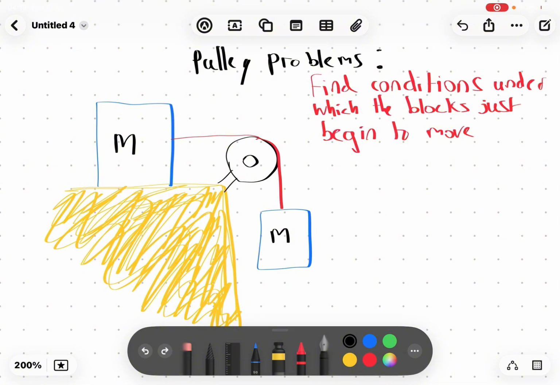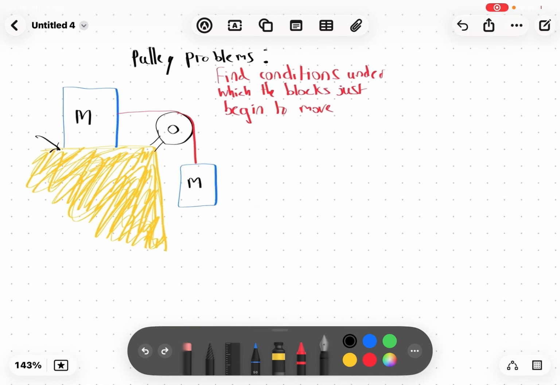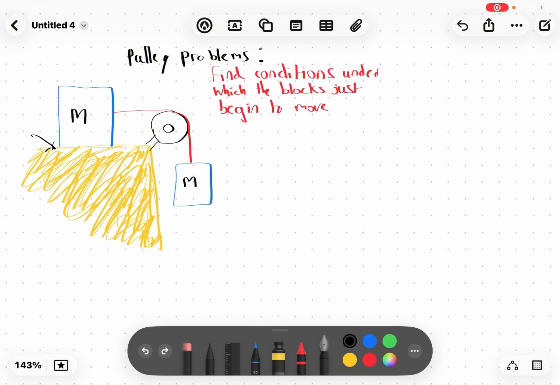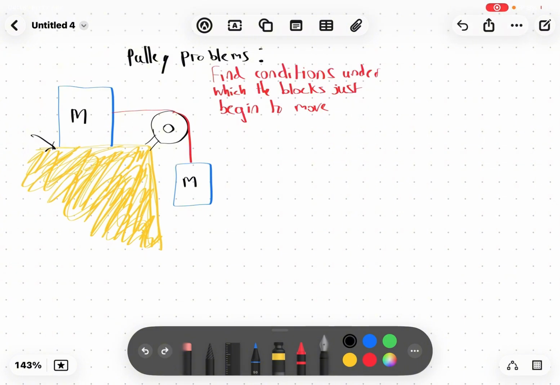So there is friction between the big M and the surface, somewhere over here. The friction is trying to stop the M, like it's pulling it towards itself. So the big M is getting pulled by friction. In these types of situations and questions, we should draw the free body diagram of each block so we can see what forces are applied to them.